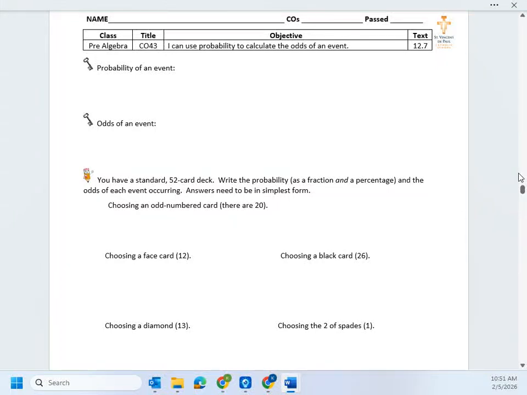Good morning. We are continuing on with probability. Today we are working on CO43. I can use probability to calculate the odds of an event.